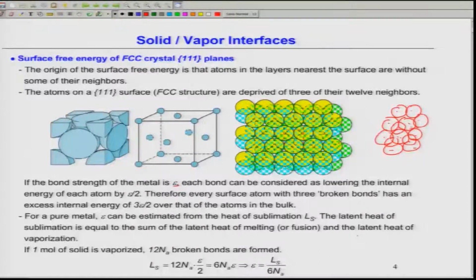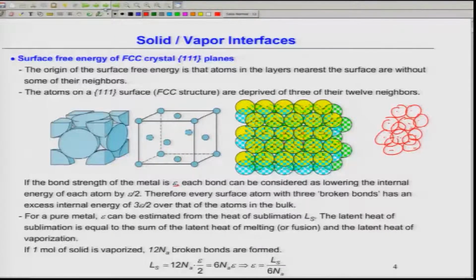Now, forget about all this, suppose you have 1 mole of solid that has vaporized. That means a total of 12 into Na bonds are broken, where Na is the Avogadro number. Therefore, I can write the latent heat of sublimation must be equal to the total number of bonds multiplied by the bond energy, epsilon by 2, which gives epsilon equal to Ls by 6 Na. That is a simple order of magnitude calculation. If I know the latent heat of sublimation for 1 mole, then I can simply calculate the bond energy as Ls by 6 Na.